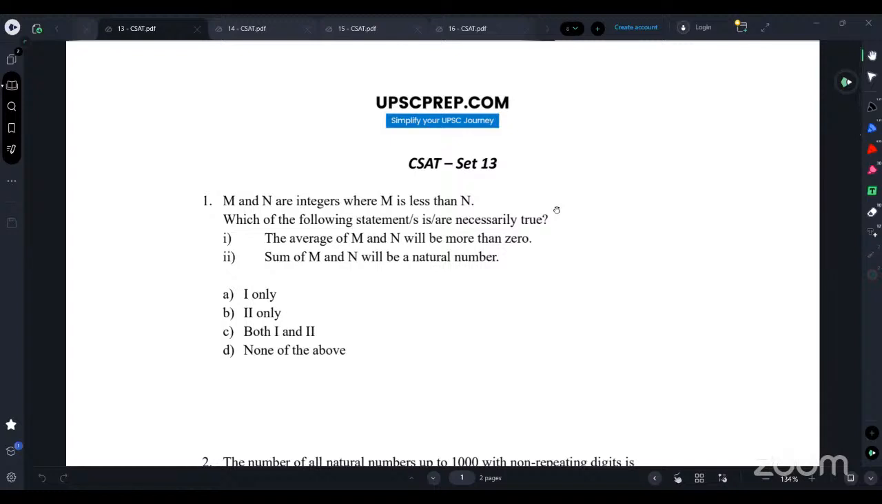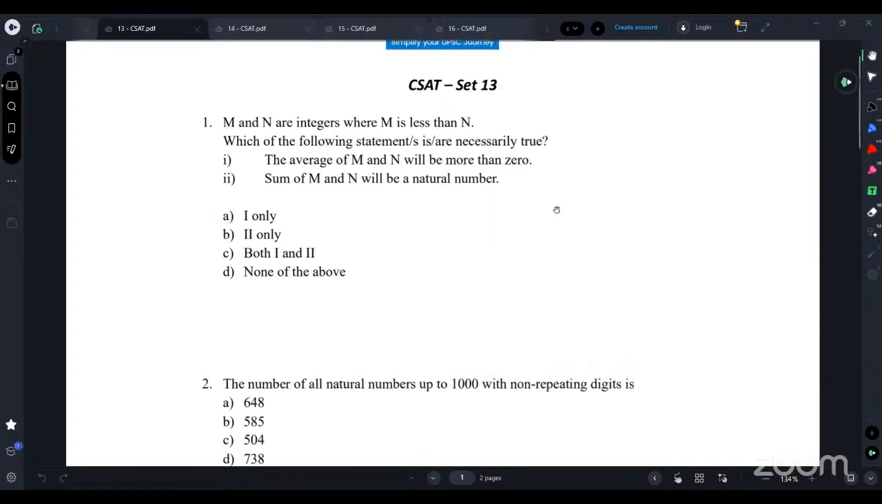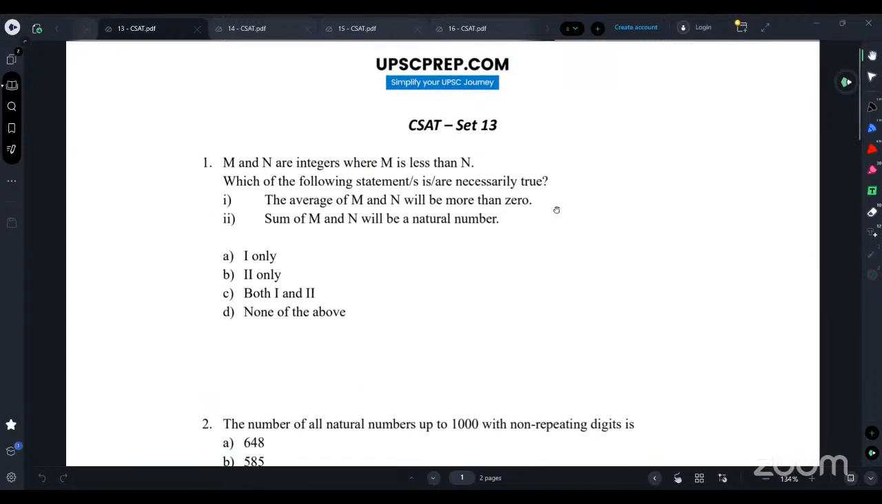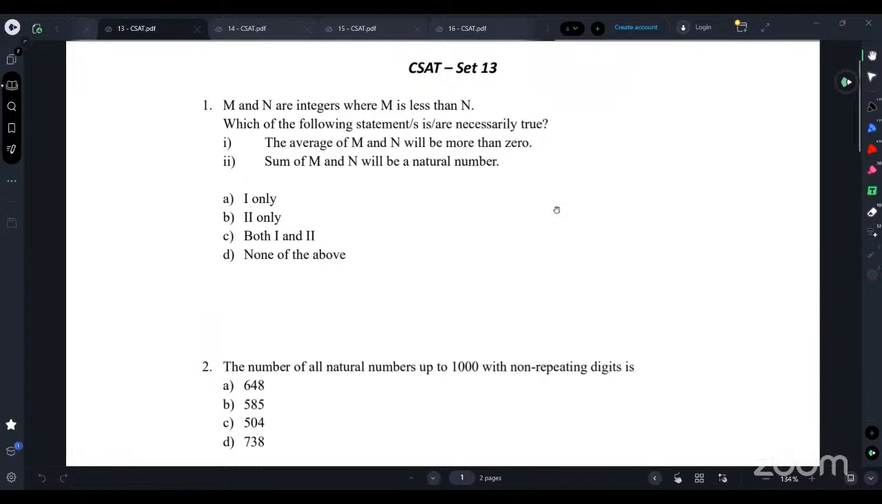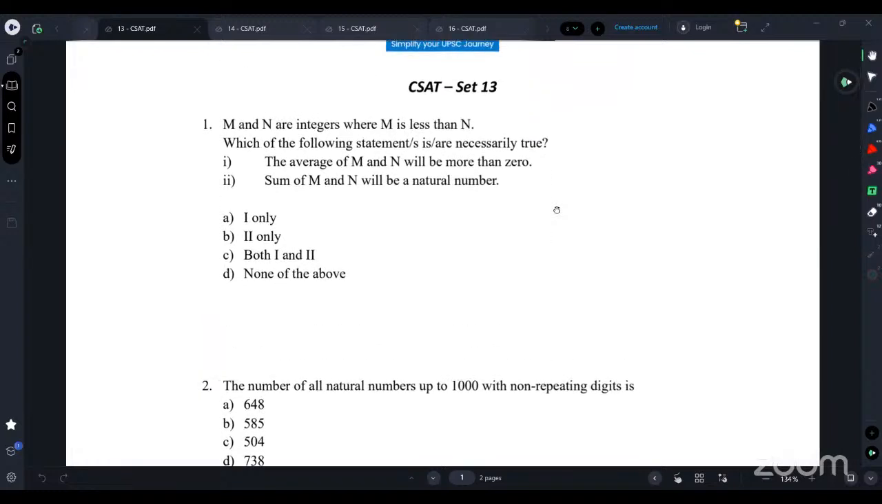So, in the last week, guys, we had shared 4 sets of CSAT questions with you. So, we will start with those. The first one which I would be covering is CSAT set 13. I would be solving all the questions from the CSAT set 13. Just let me know if you are clear with all the questions which I'm explaining.